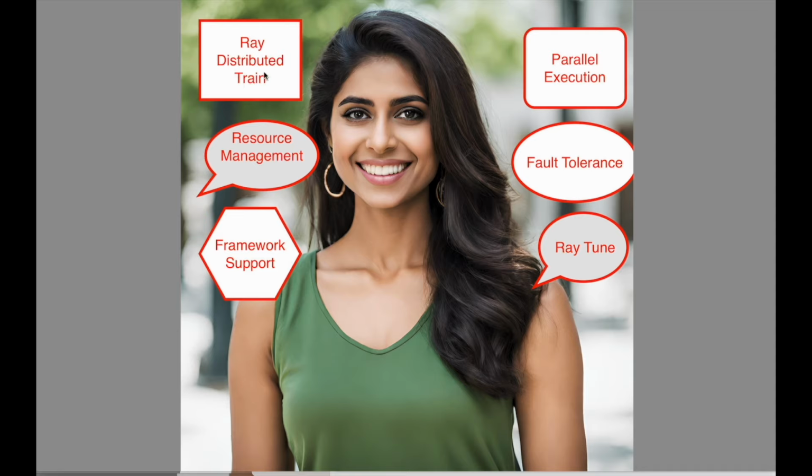Point number 1 is parallel execution. Ray Distributed Train can distribute the training process across multiple GPUs or machines. This parallel execution speeds up the training process by leveraging the computational power of multiple devices.